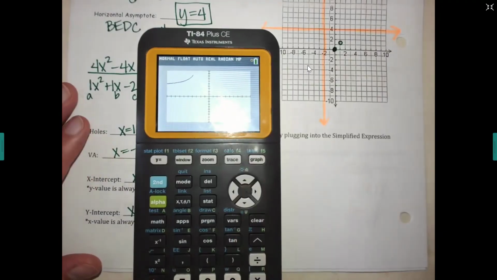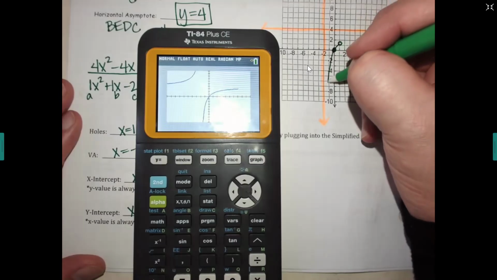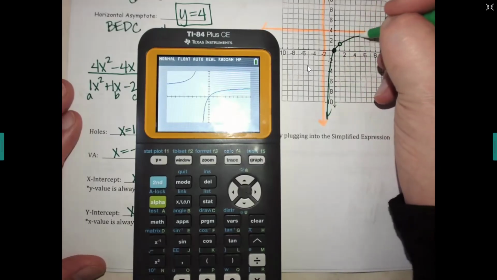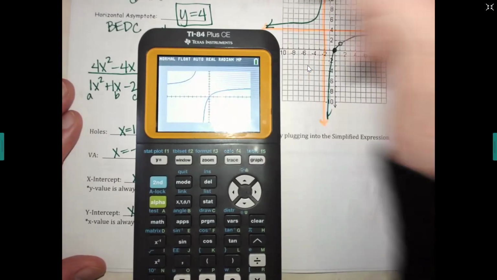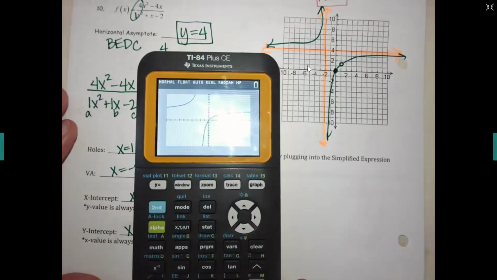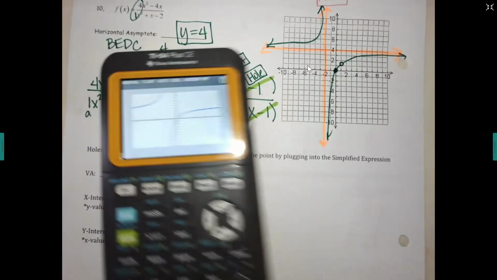Okay, but I can see that I have one piece of my graph like this. And then I have another piece of my graph like this. Okay? And make sure that when you graph it, it should cross through those points that you marked out. So it should hit the hole and it should hit the x and y intercepts. Okay?